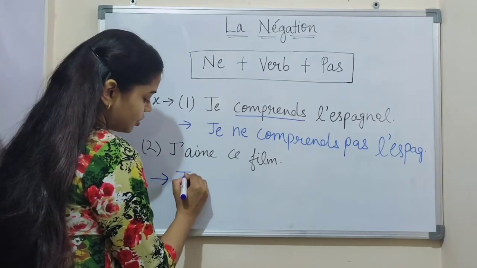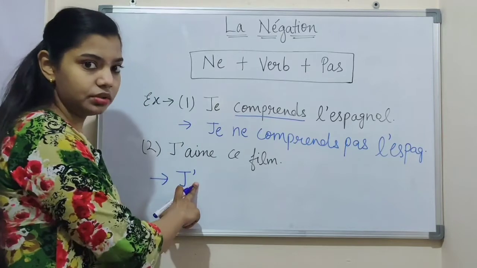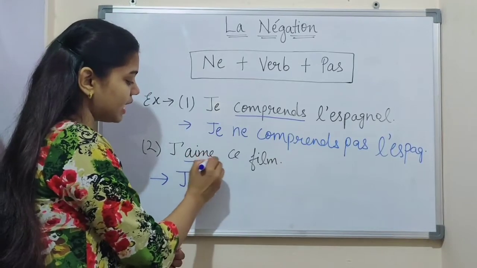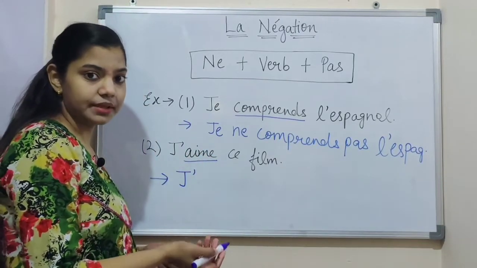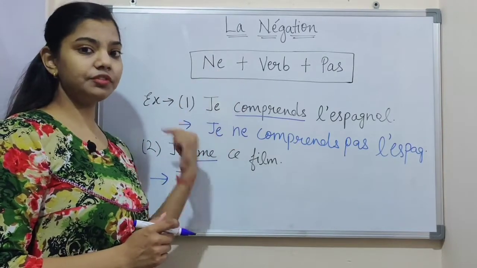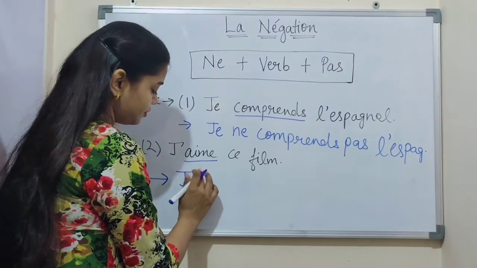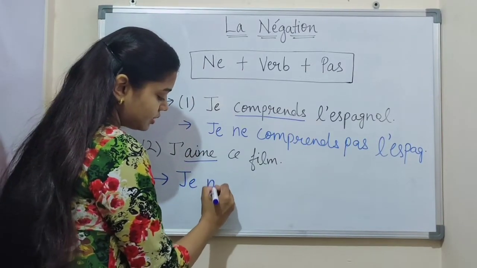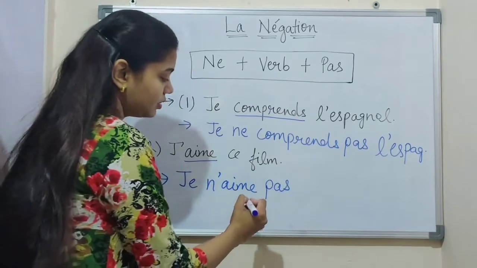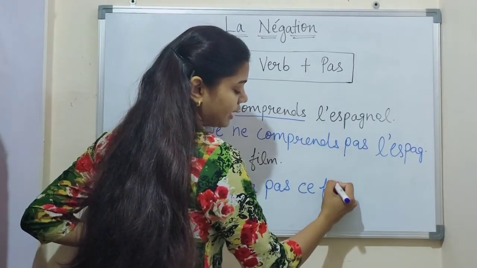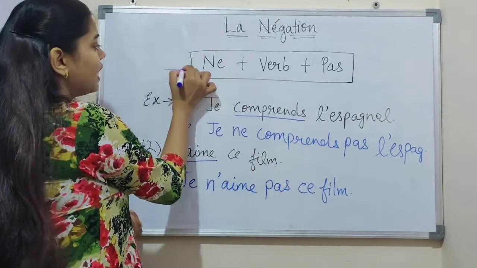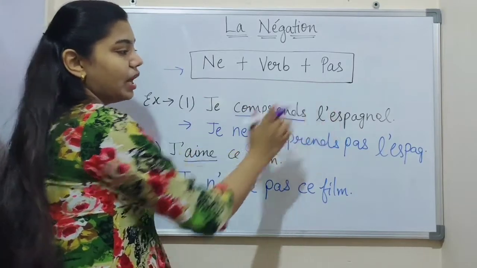First of all we write je, with an apostrophe, j'. In this sentence the verb is aimer, which means to like. We add ne before the verb. Then after the verb we add pas for the negative, then ce film, the object, as it is. Normally we use this formula, ne plus verb plus pas, to make it negative.